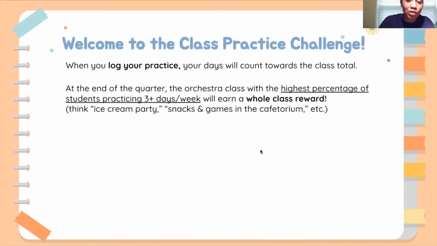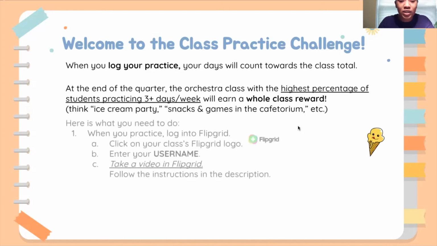So think ice cream party, snacks and games in the cafeteria, a whole free day at the end of the semester, basically. How are we going to do that? What you need to do is log into Flipgrid when you practice. You'll click on your class's Flipgrid logo, which is linked on Canvas. You'll enter your username that you use for everything. It's on Skyward. Then you'll take a video in Flipgrid and follow the instructions in the description.